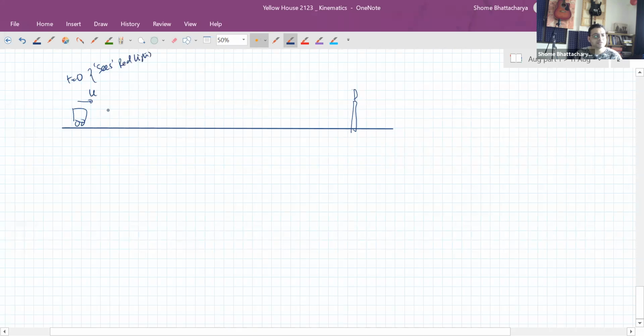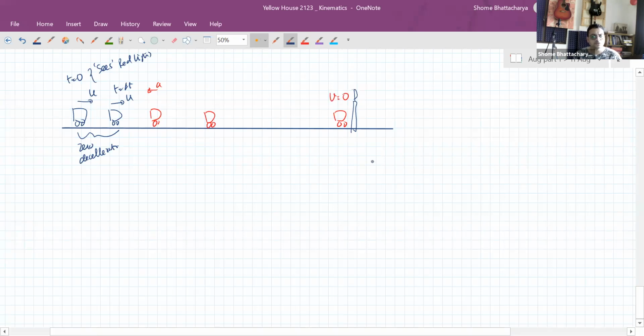So what will happen is that he will continue at uniform speed for some time. Till delta t, he'll continue at uniform speed. From here to here, he has zero deceleration because his body is still reacting. Now from here onwards, he starts decelerating till he comes to rest. This is the meaning of reaction time.